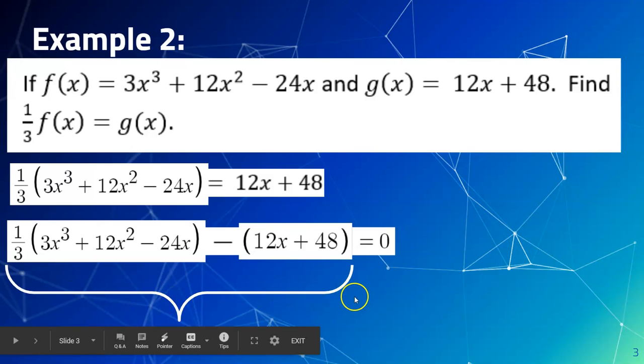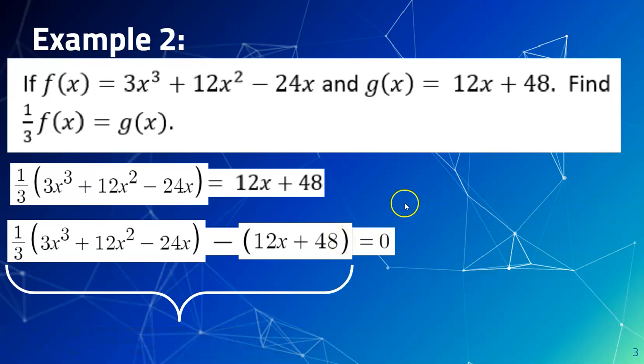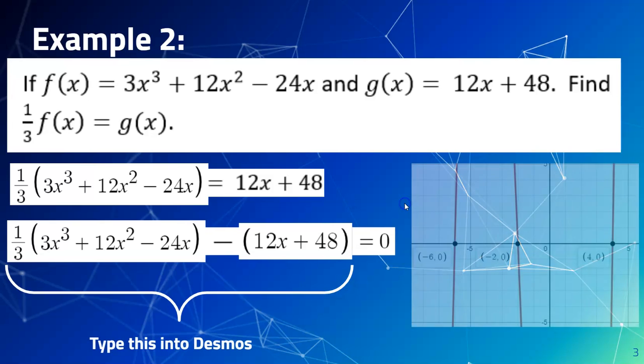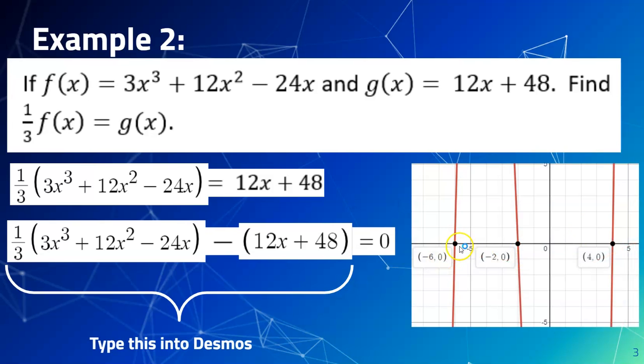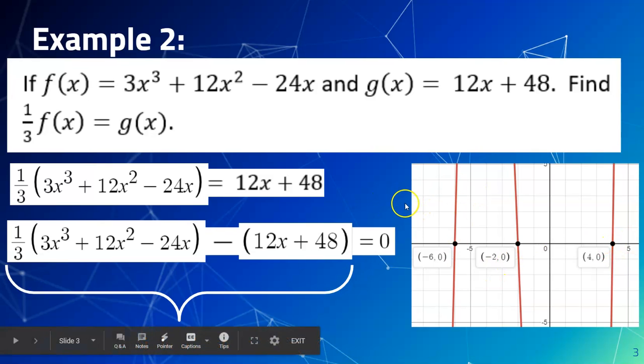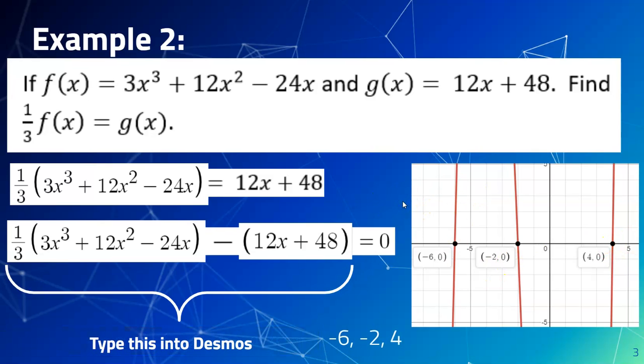And then I have this bracket here. I'm typing this into Desmos exactly like you see it. Exactly like you see it. And when I graph that, I cross at -6, -2, and 4, cross the x-axis. So those are my three answers.